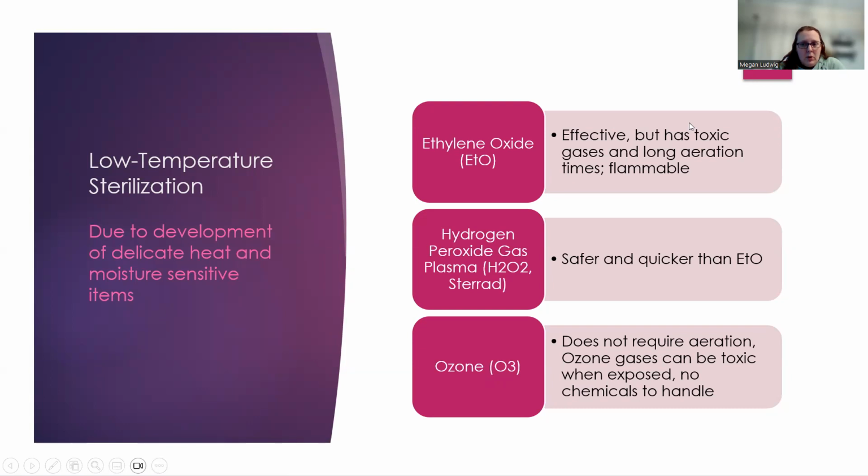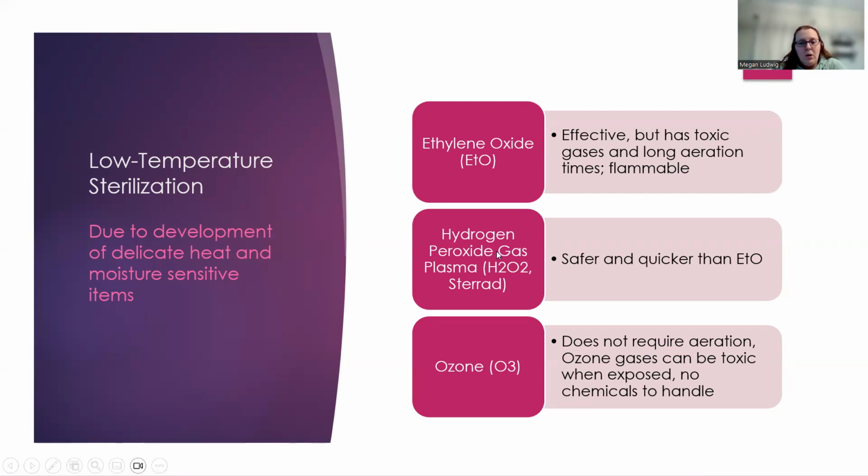But ETO, which is ethylene oxide, is pretty effective, but this is one that can be toxic, has a longer aeration time, and it is highly flammable. And it has a known carcinogen effect to it. So you have to be very careful when you handle ETO. That'd be a good one to use as one of your chemicals for your research paper this week.